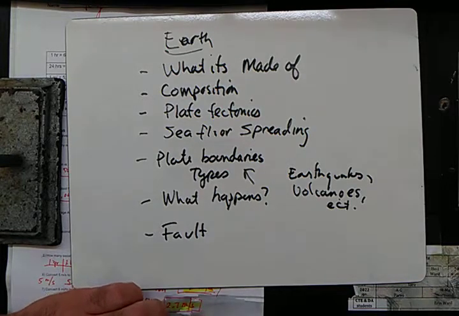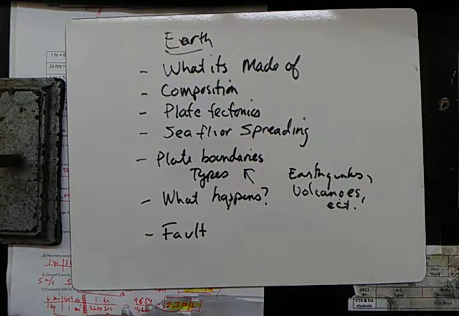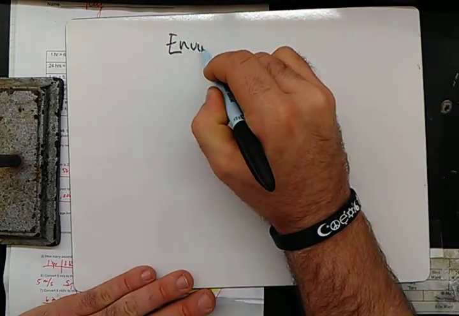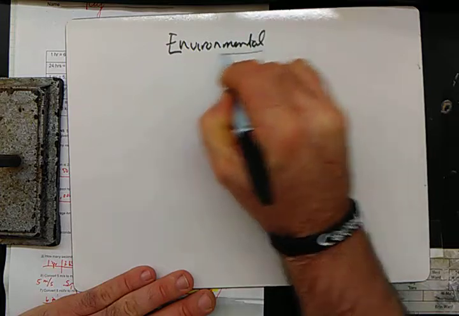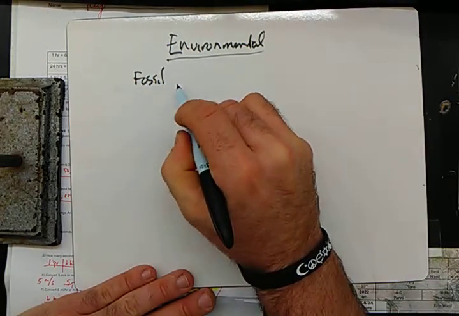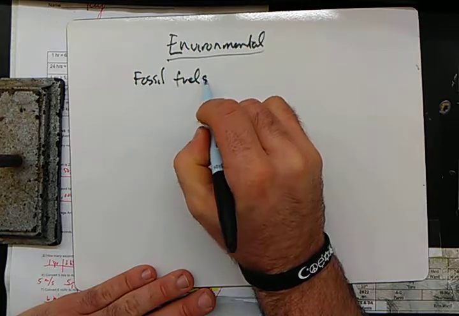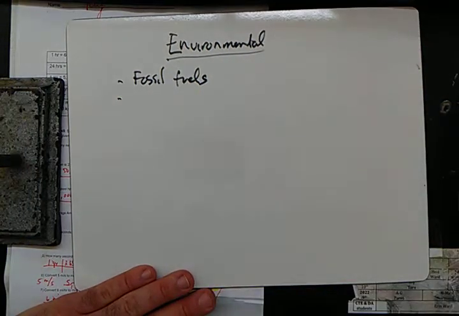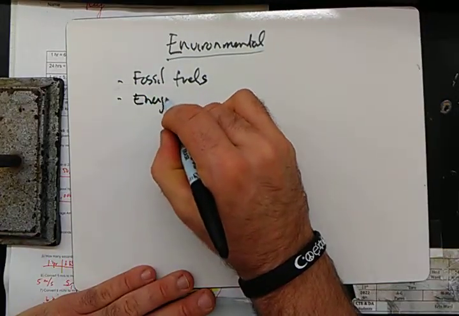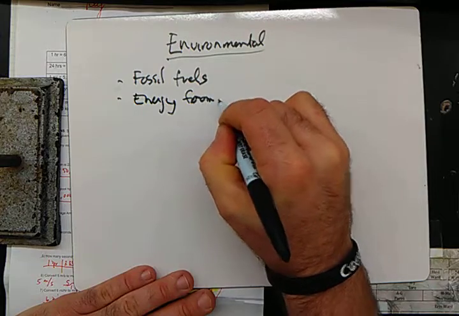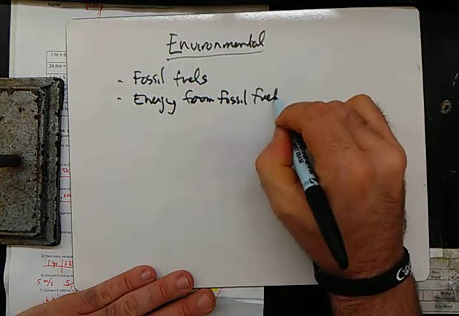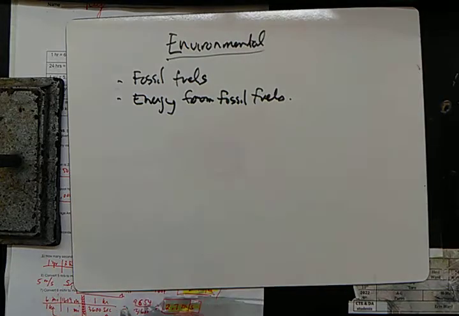Okay. Now, the next section will be our environmental section. So with the environmental section, you're going to want to know about fossil fuels, how we got fossil fuels, okay, how do we produce energy from fossil fuels? Okay, so you're going to have to know how a generator works and how a power plant works.